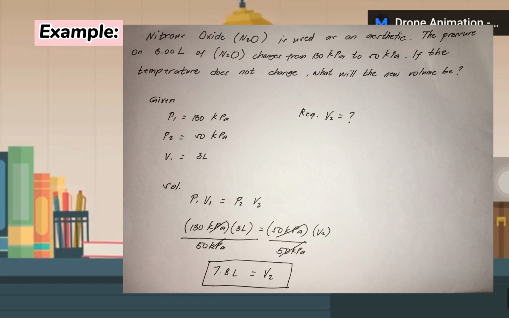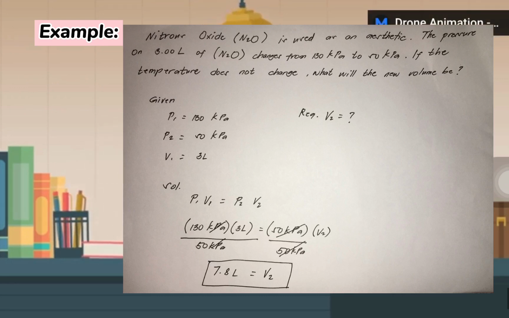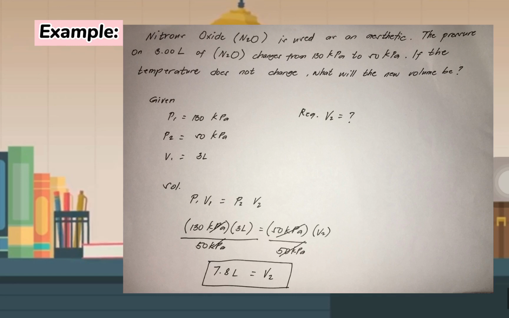Another example, nitrous oxide is used as an anesthetic. The pressure on 3 liters of nitrous oxide changes from 130 kPa to 50 kPa. If the temperature does not change, what will the new volume be? Our given, for first pressure we have 130 kPa. For our second pressure, we have 50 kPa, and our first volume, we have 3 liters. And now, we are still finding the value of the second volume.